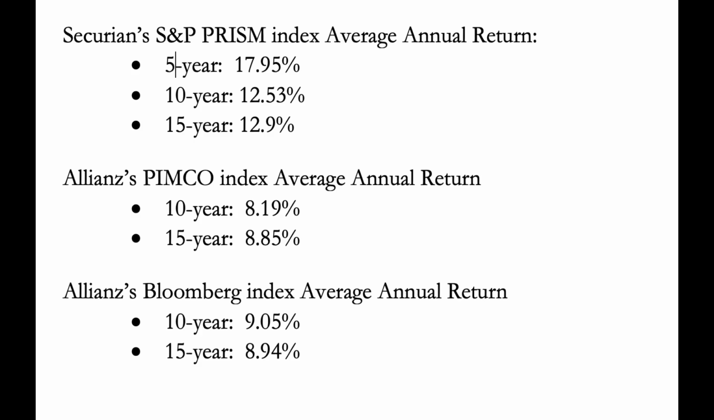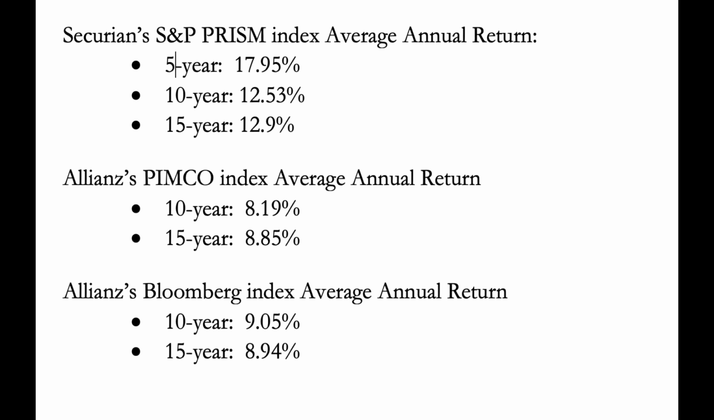But the maximum illustrated rate is totally meaningless. What matters is how the indexes actually perform. Securian's 3-year S&P Prism Index average annual return is 250 to 350% greater than the maximum illustrated rate of 5.22%, whereas Allianz's PIMCO and Bloomberg indexes average annual returns are just 2.63 to 13.41% higher than the illustrated rate.